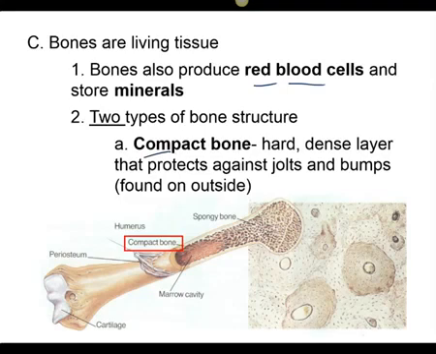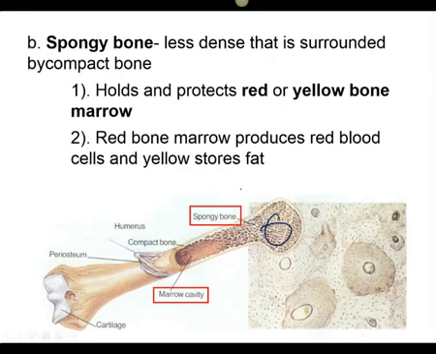Compact bone, which is this part. See, it's really, really dense. That part's the compact bone. And then spongy bone, which is going to be this part right here. So spongy bone, which is not as compact, is where you'll find a lot of our bone marrow. And there's two different types of bone marrow. We have red bone marrow, which produces our blood cells.